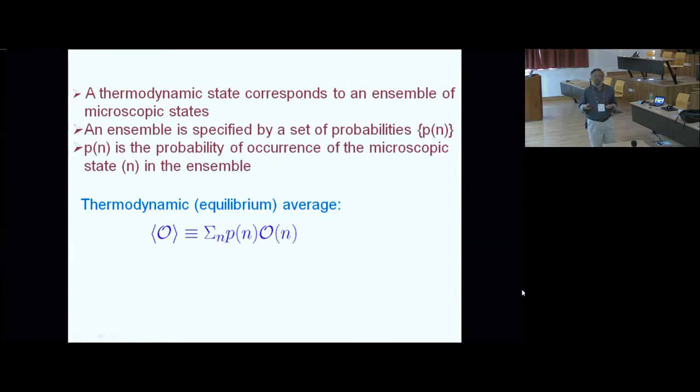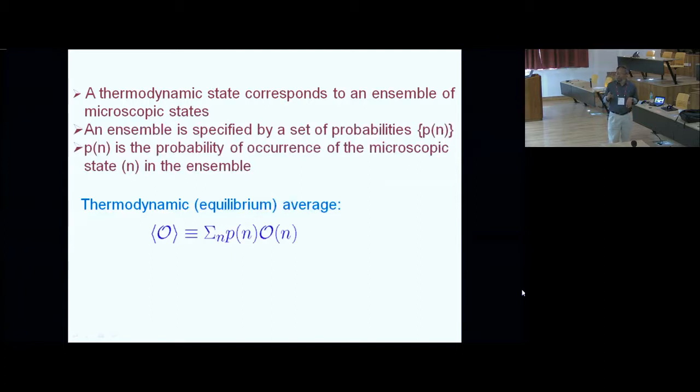So if some observable, whether energy or magnetization or some such thing, has a known value for a particular microscopic state n, then you just average over all possible microscopic states with this measure P of n. That is the prescription of equilibrium statistical mechanics. This is what one is supposed to calculate. Okay, so everybody more or less knows about this, right?